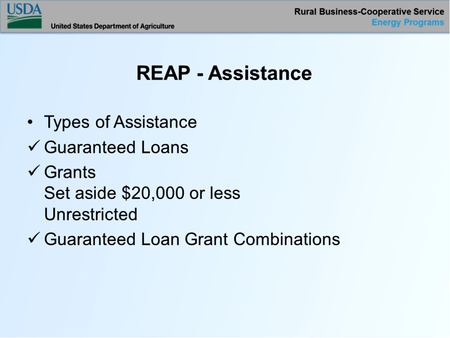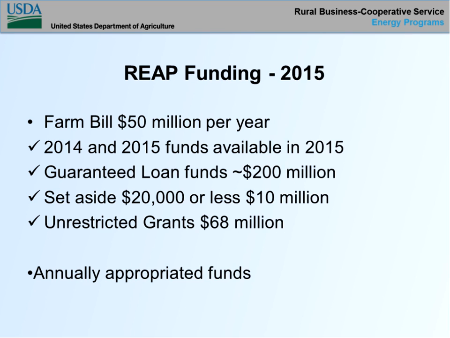So we now have two components to REAP. One is the side that we do the actual projects, what we call the renewable energy system and energy efficiency improvement side, and then the energy audit and renewable energy development assistance side. The energy audit, renewable energy development assistance side just closed. It closed February 12th. And we are working on those applications, and that's the side that provides audits and resource assessments to ag producers and small businesses to help them make the decisions about moving forward with projects that they may be considering. So the purpose of this webinar is to focus on the renewable energy systems and energy efficiency improvements. Primarily, this presentation will focus on the renewable energy side.